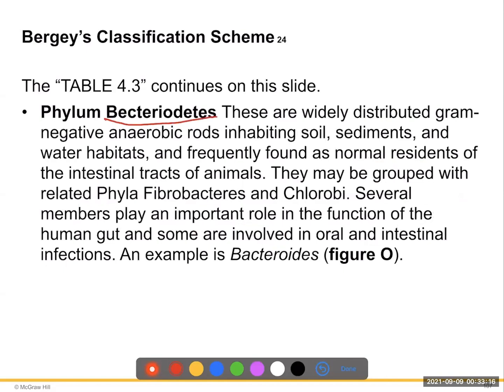Bacteroidetes, widely distributed. These again are gram-negative anaerobic rods. Anaerobic means without oxygen. They inhabit soil, sediments, and water habitats. Frequently found as normal residents of the intestinal tract of mammals. They're grouped with Fibrobacteres and Chlorobi. Several play a major functional role in the human gut. Some are involved in oral and intestinal infections. An example is Bacteroides.